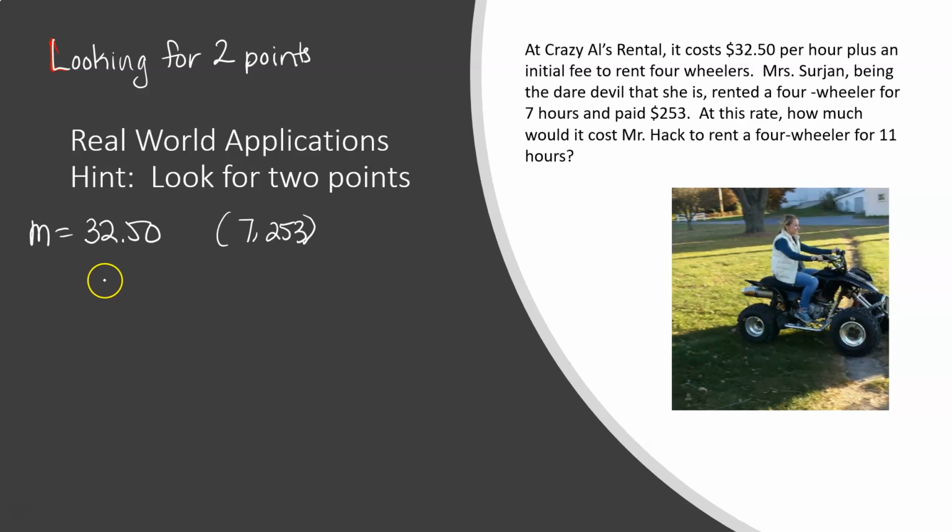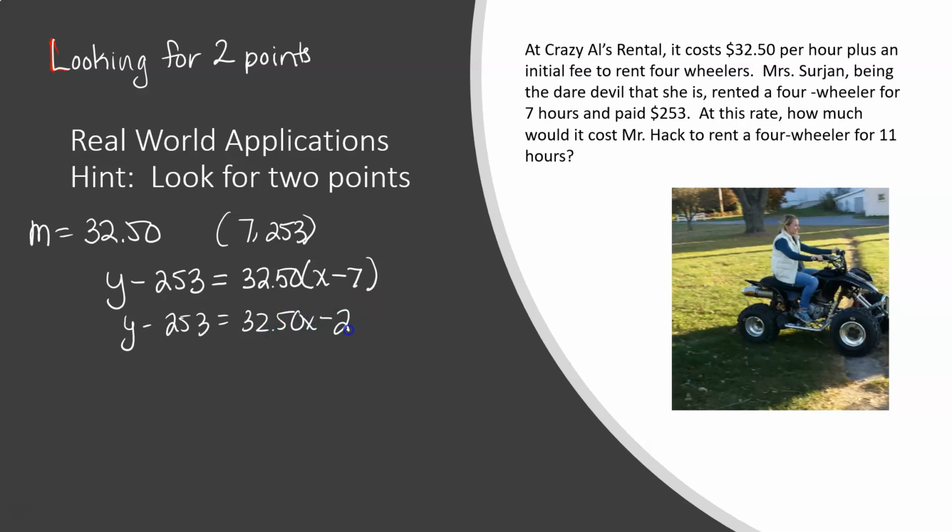So I have y minus my y coordinate, and I have my slope times x minus my x coordinate. All right, so let's simplify this. Distribute that. We're going to actually distribute this. So I have 32.50x minus $227.50. I'm going to add that 253.